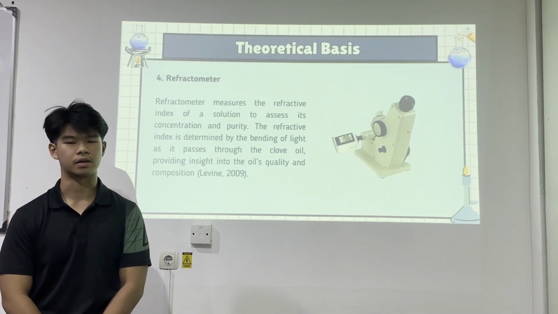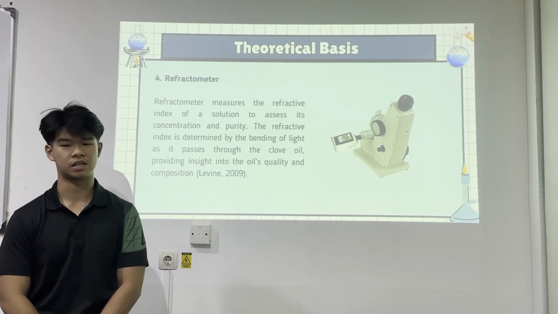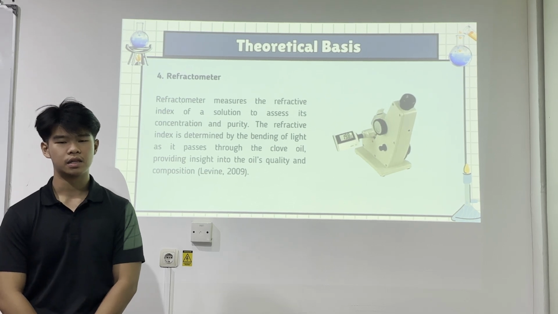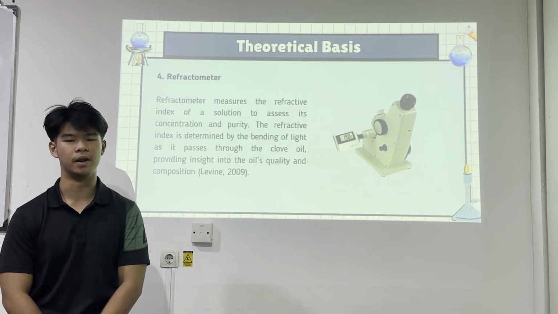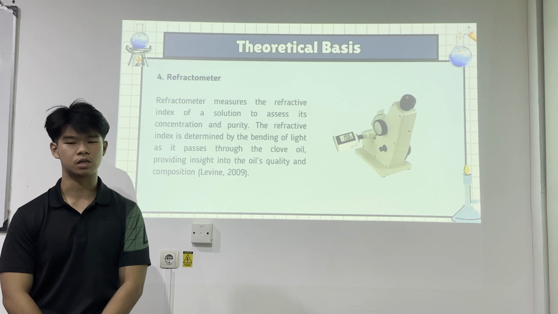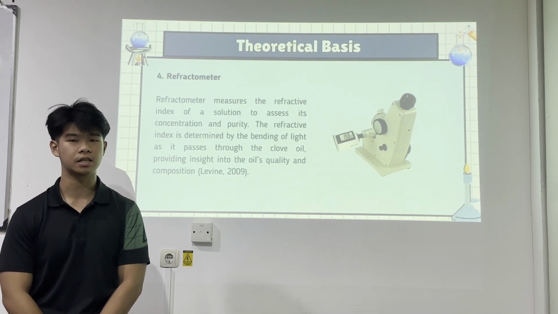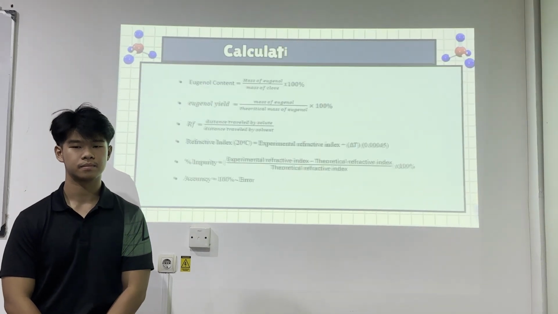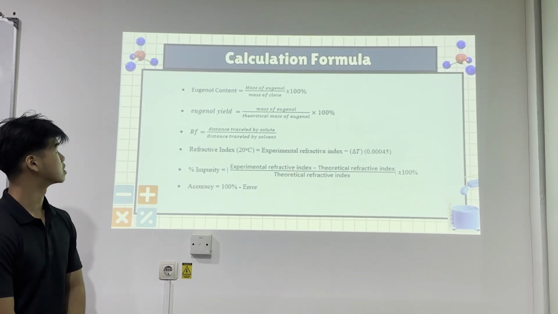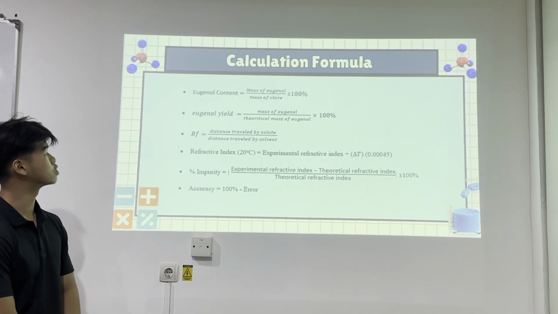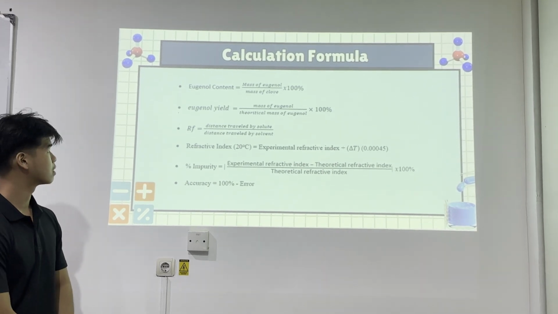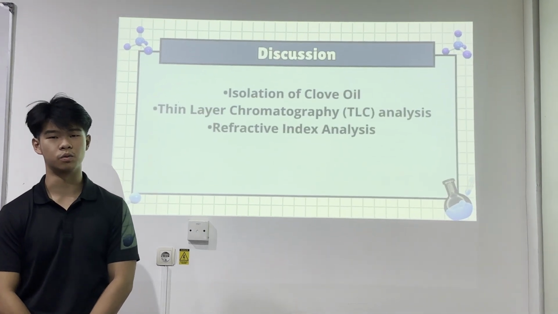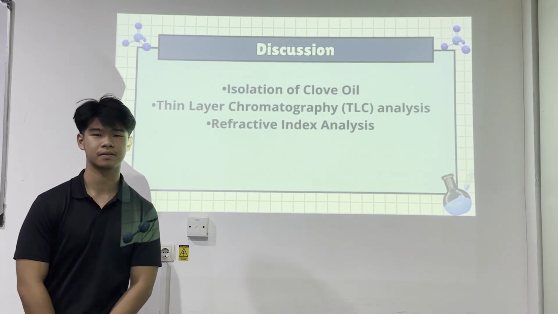Next, the refractometer. A refractometer measures the refractive index of a solution to assess its concentration and purity. The refractive index is determined by the bending of light as it passes through the clove oil, providing insight into the oil's quality and composition. So these are some of the calculation formulas we use for the experiment. From the discussion onward, Adinda will be explaining.